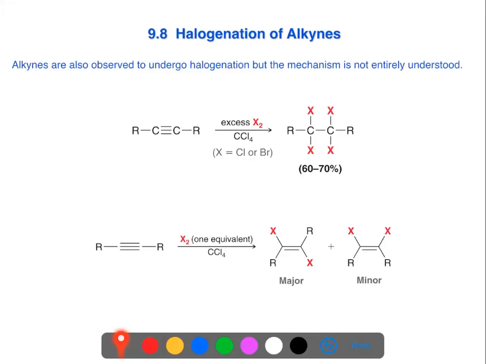Now, we can form both a cis and a trans dihaloalkene, and as shown, the major product will place those two halogens on opposite sides of the double bond, whereas the minor product of this reaction will place those two halogens on the same side of the double bond. So again, although the mechanism for this reaction is not completely understood, we do observe these particular products being formed depending upon the conditions, primarily how much of the molecular chlorine or molecular bromine is added to our reaction mixture.